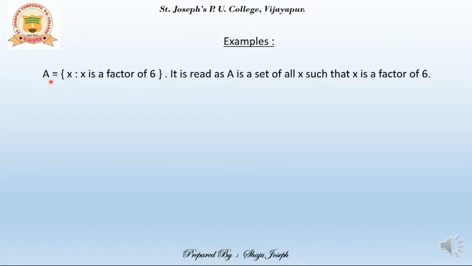A is equal to, we'll read it as A is a set of all. So the equal to symbol is read as A is a set of all X. And the colon is read as such that. Colon is read as such that. Such that X is a factor of 6. And the whole thing about the X and the property is written within the flower brackets or braces.